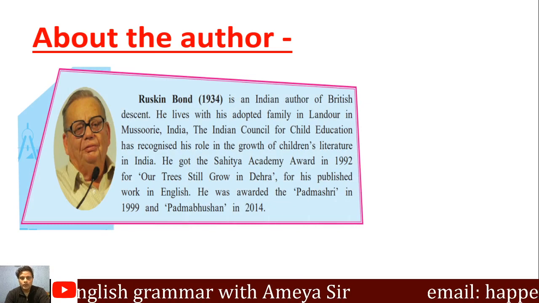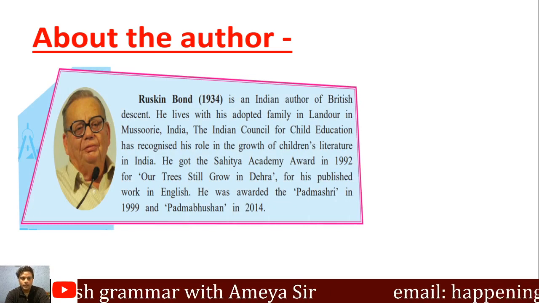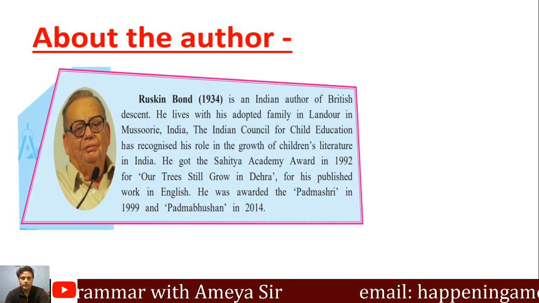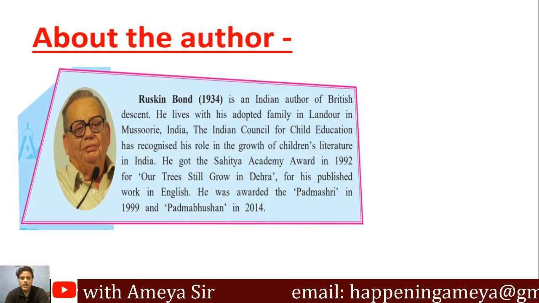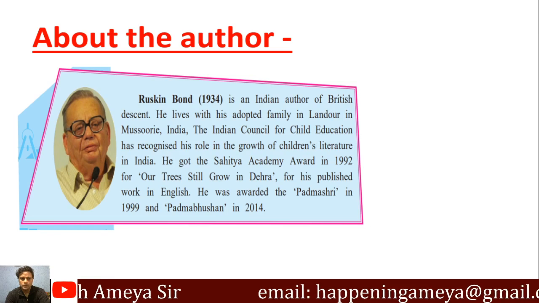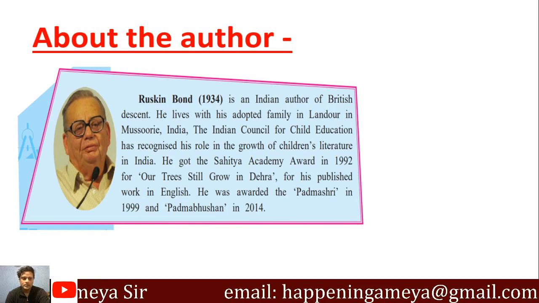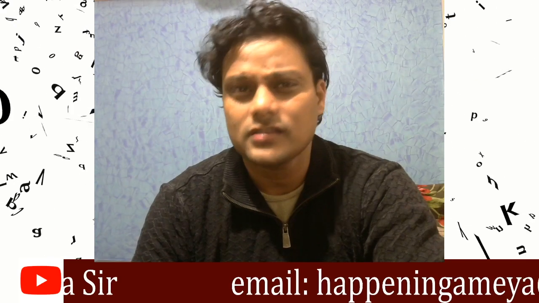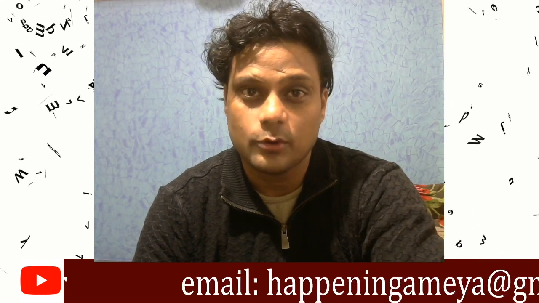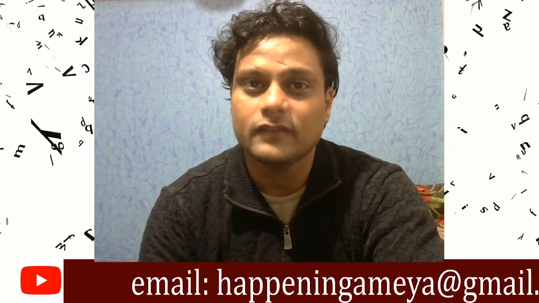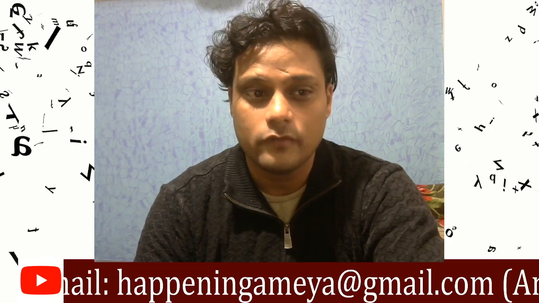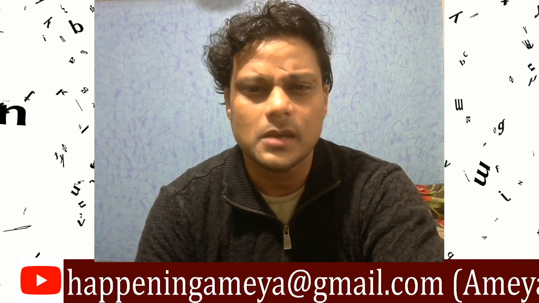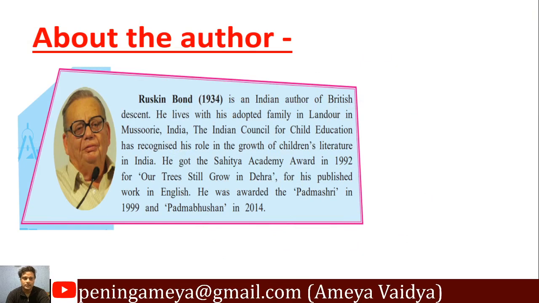So Ruskin Bond, born in 1934, and at the moment he is what, 86 years? Yeah, must be 86 years. I think his birthday falls in the month of May, isn't it? I guess, guys, this can be your assignment. I didn't check out the exact date, but I think it falls in May, and that means that his birthday for the year is over. So I can say with some assurance that he's about 86 now.